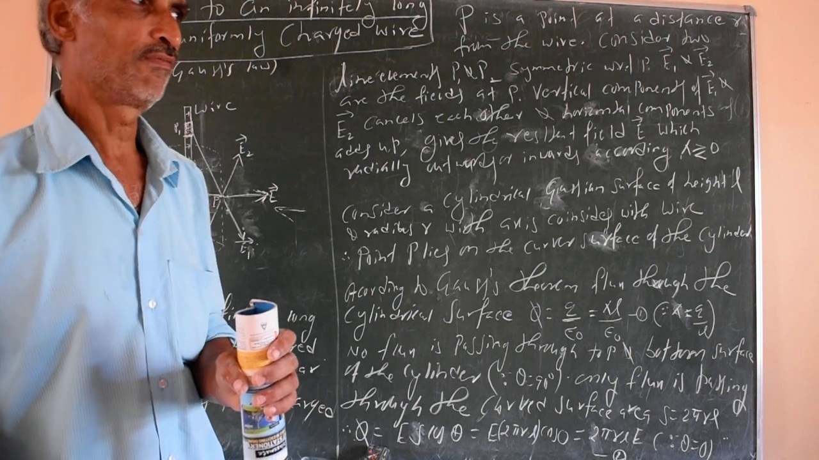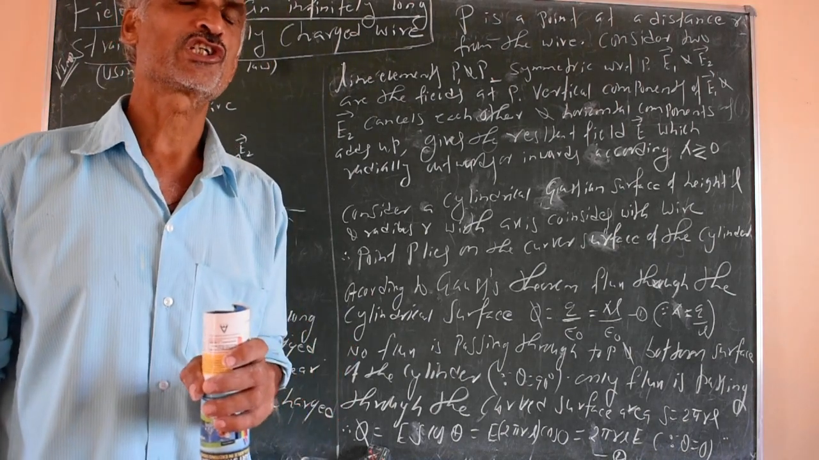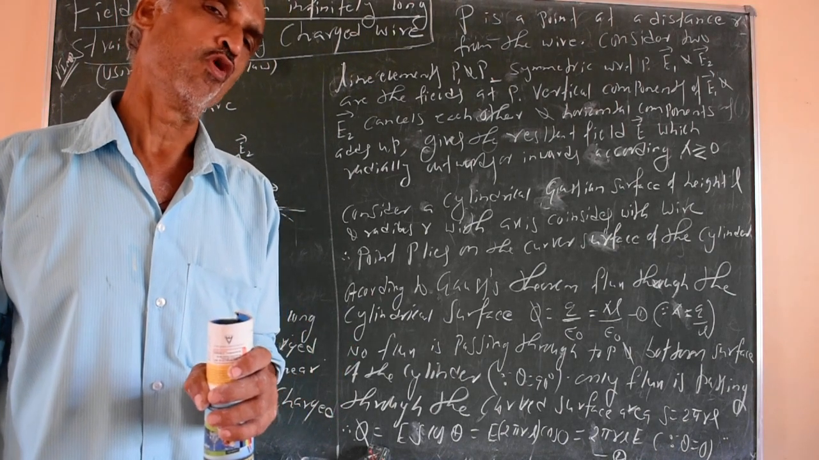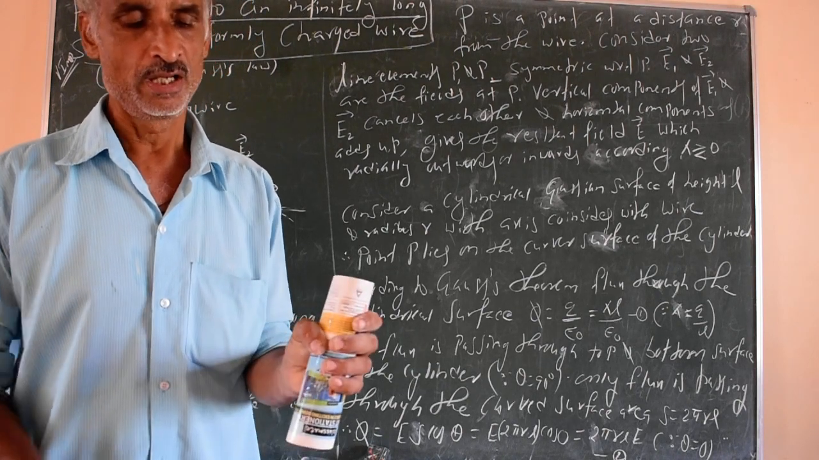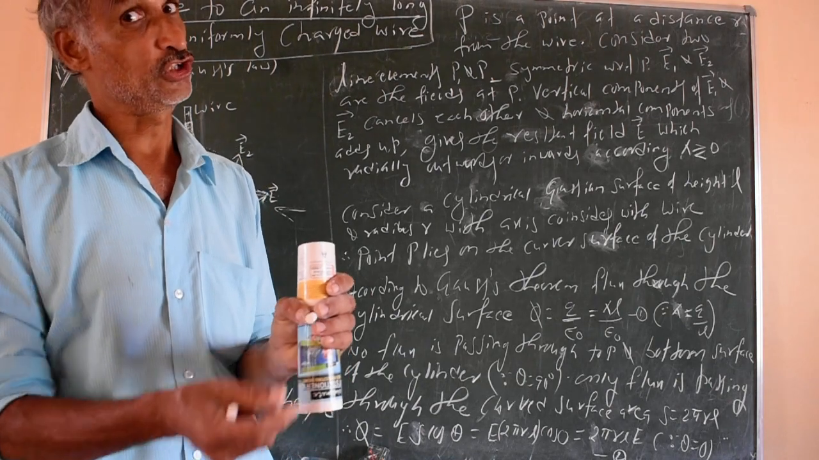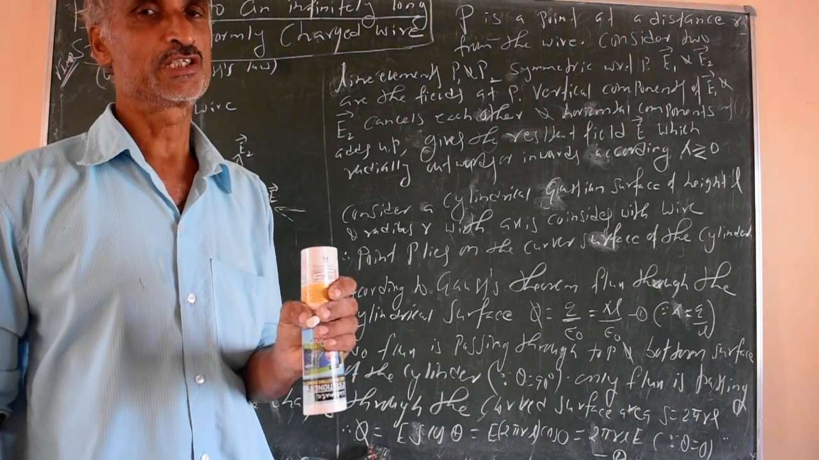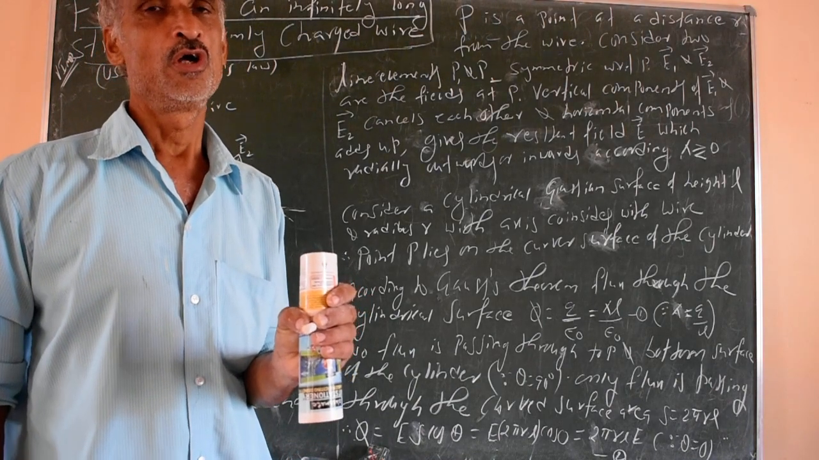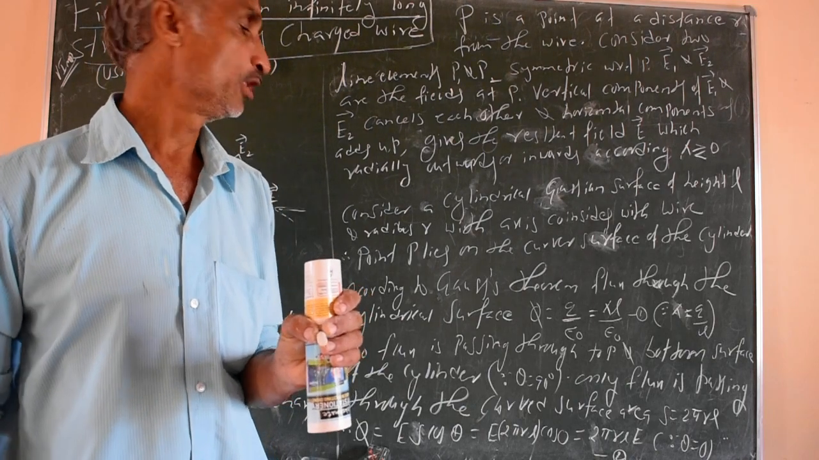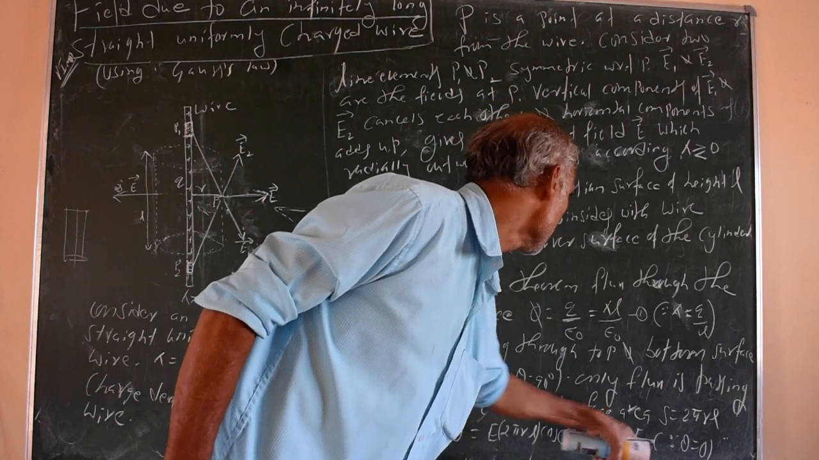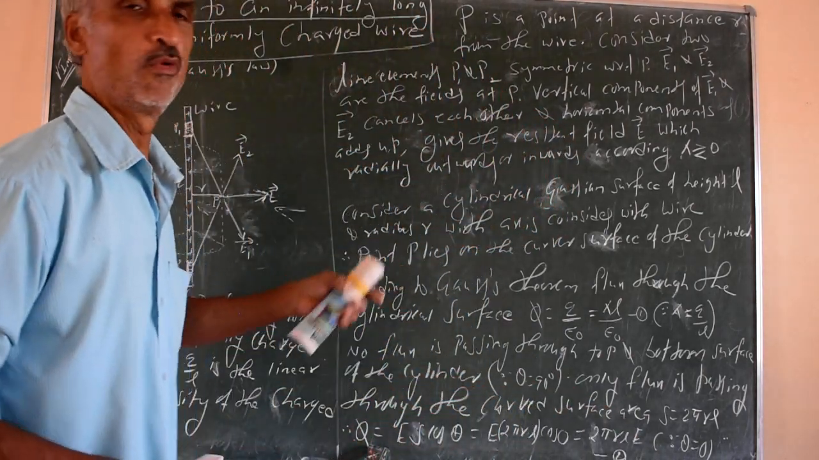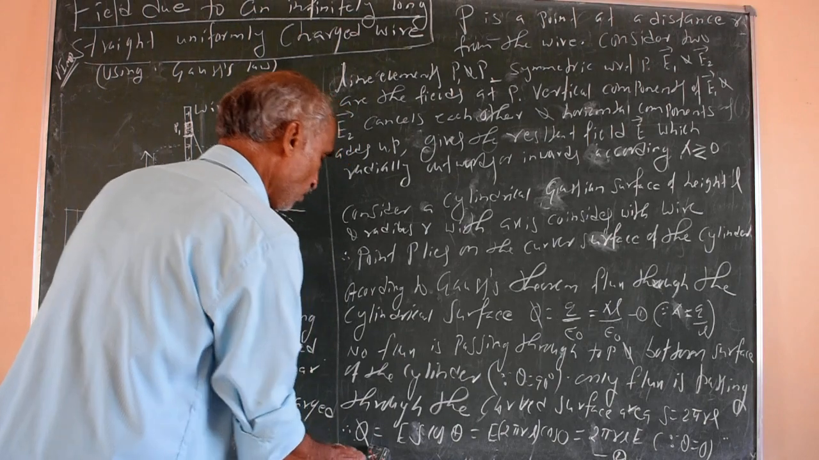So in the definition of flux, phi is equal to E S cos theta. If theta is 90, then no flux is passing through that particular area element. If theta is 0, then the flux is maximum. That is E into S cos 0, which equals E into S. S is 2 pi R L, cos 0 is 1, therefore 2 pi R L into E. Now, equating both the fluxes, you will get the quantities.